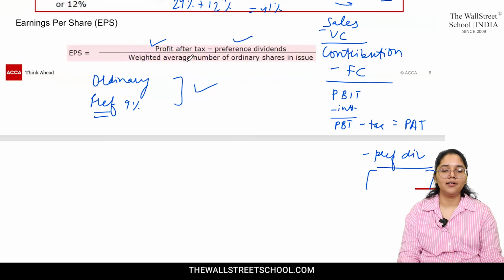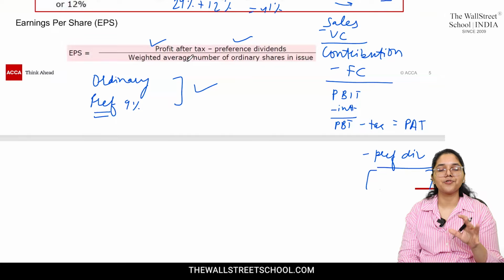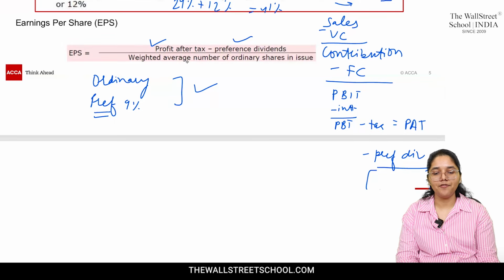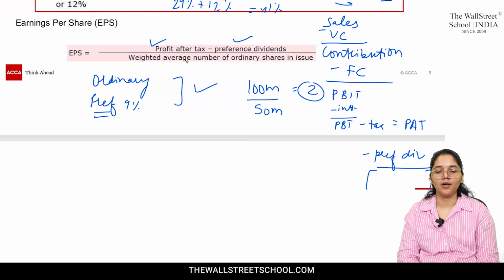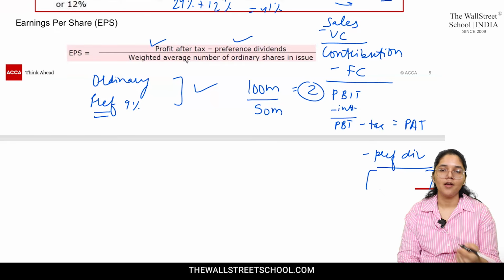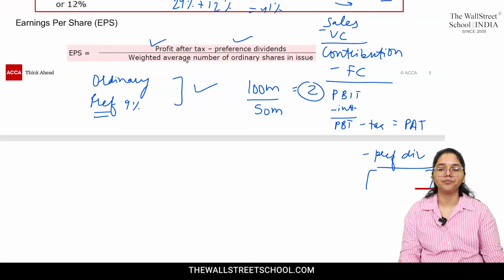And in the denominator, you're supposed to take the number of shares. So let's suppose the profit after tax minus preference dividend is $100 million and the company has 50 million shares in issue, that will give me an EPS of $2. So that means if any shareholder has one share, they have made an earning of $2 on that one share. So this is the ratio of EPS. This is another ratio which is used to measure the shareholder return.